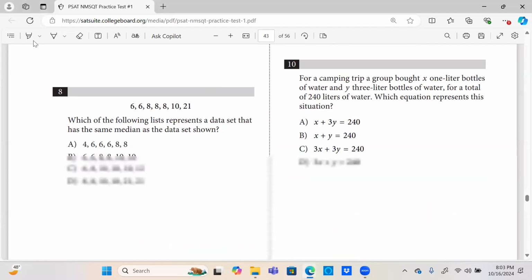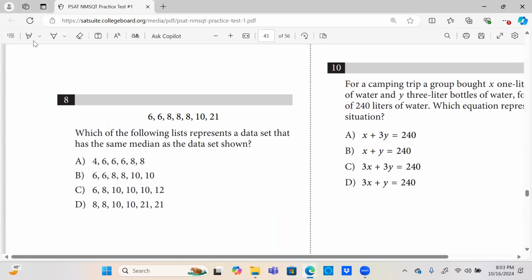Which of the following lists has the same median as the list shown? So I will do this by hand, and then you can do this one in Desmos too. So median is the fancy word for middle. You do want them lined up from least to greatest, which they've already done, and then let's find the middle. Cross off the low, cross off the high. Low, high. Low, high, middle. So the median of that set is 8.